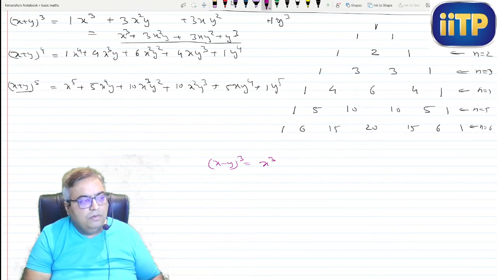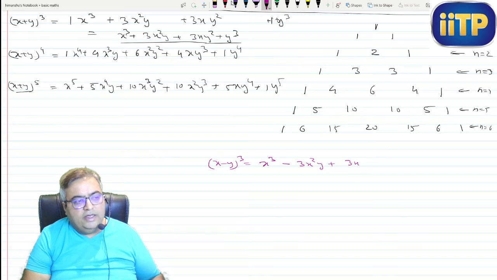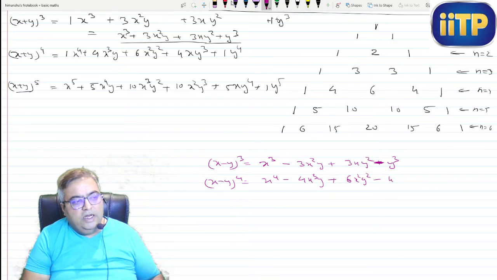x cube minus, there will be alternate plus minus, okay, 3x square y plus 3xy square minus y cube. For (x-y)^4, it will be x to the power 4 minus 4x cube y plus 6x square y square minus 4xy cube plus y to the power 4.